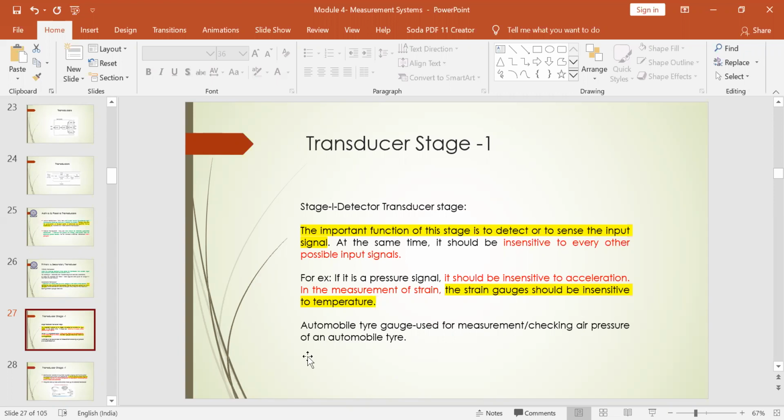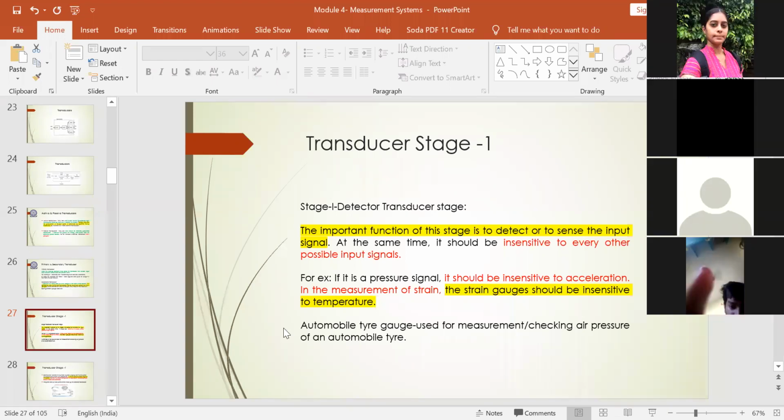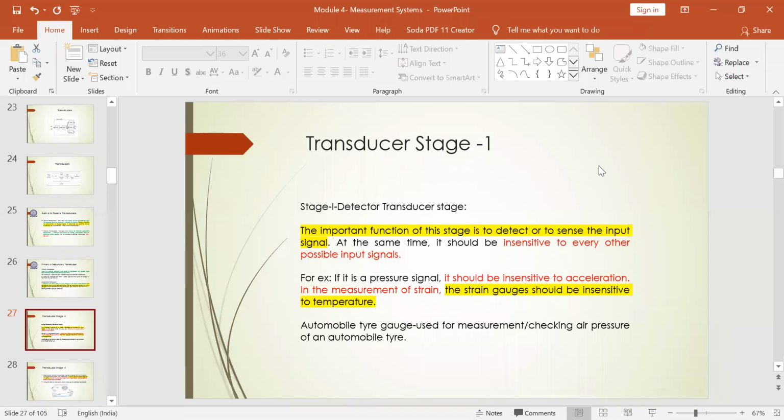So another use is in automobile tire gauges, in order to check the air pressure in the tire. Okay, so these are the examples where the transducer stage 1 plays a vital role.